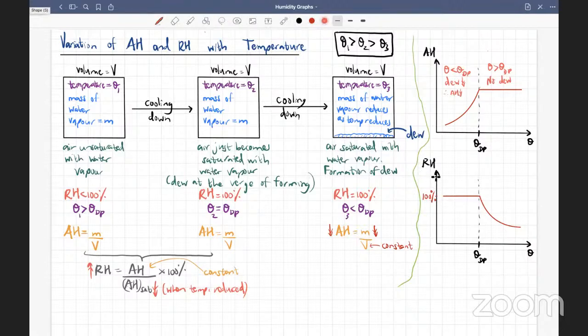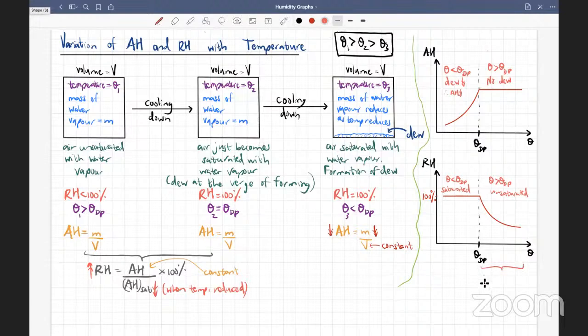Here, when the temperature is less than dew point, the air is saturated with water vapor. But when the temperature is greater than dew point, it is unsaturated. And remember, in this part, why do we have a shape like this?